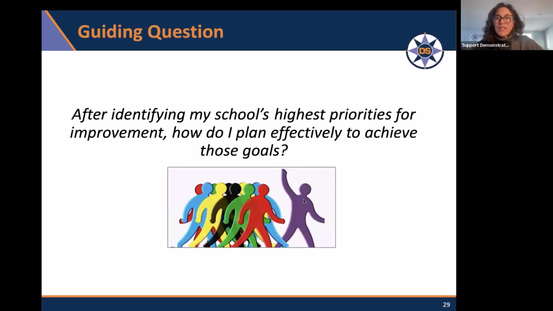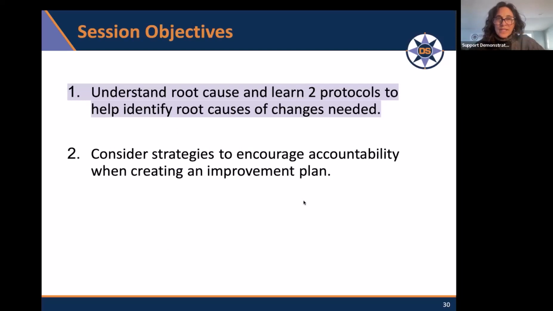Okay, so today we're going to talk about planning effectively to achieve the goals that you set, right? We talked last week about establishing priorities and articulating some goals. And now we're going to talk about how we work to achieve them. So the first thing I wanted to talk through was a little bit about root causes and a couple of protocols that you can use to identify root cause. And then we're also going to consider some strategies to encourage accountability when you create an improvement plan.